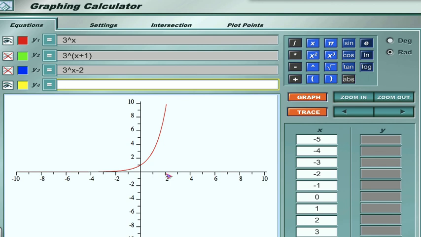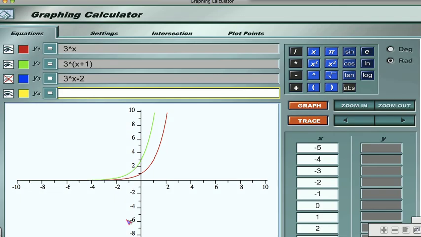So our original one, y equals 3 to the x, we've already got graphed here. Now we're going to add in the 3 to the x plus 1. So let's see what happens when we graph it. Alright, there we go. So there's our graph. So when we look at this one, this is y equals 3, and the entire exponent is x plus 1.